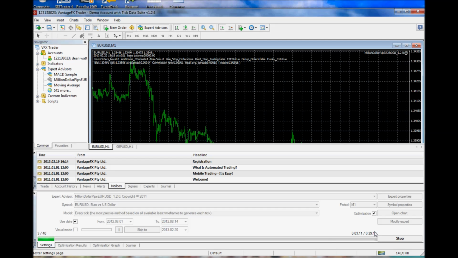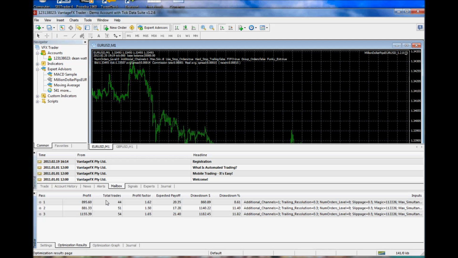So here is roughly how long it's taken per time through, and how long it's going to take to do the entire 40. And what we have here is some optimization results. So this will tell us the additional channels, the time resolution. So it's just working its way through the different settings that we'd given ourselves.